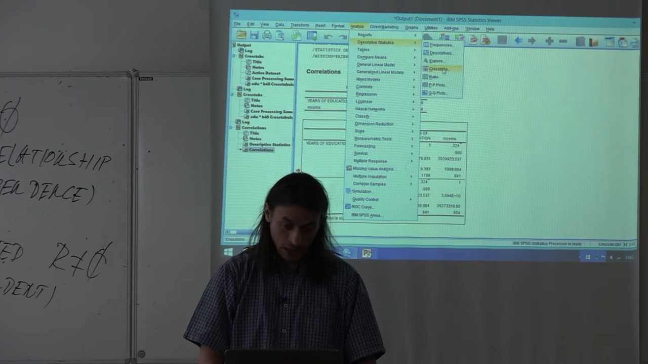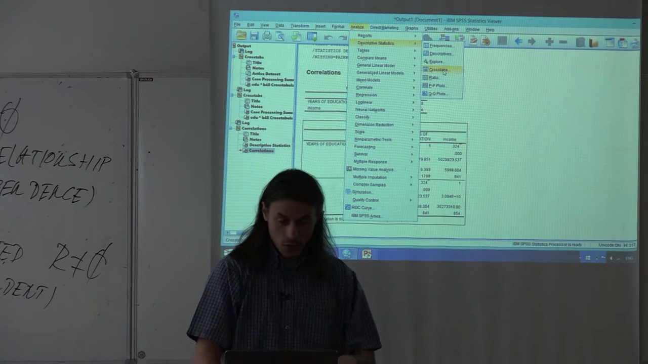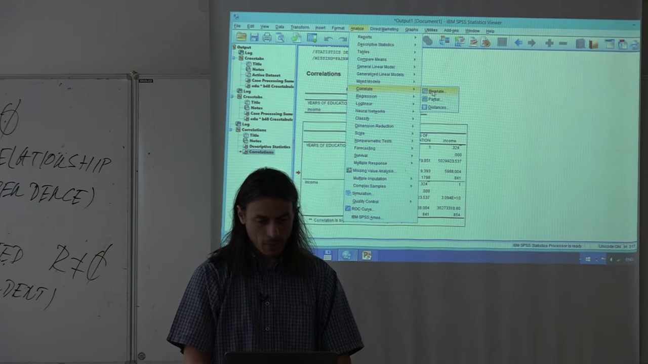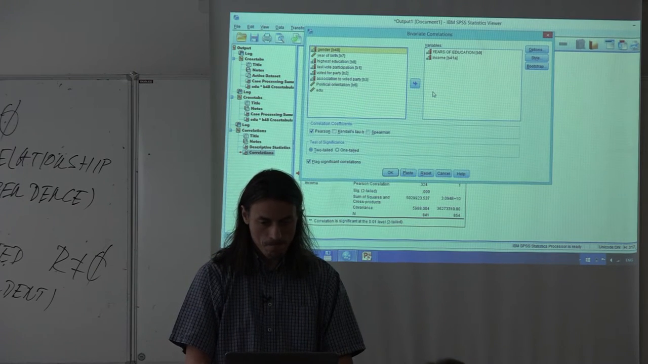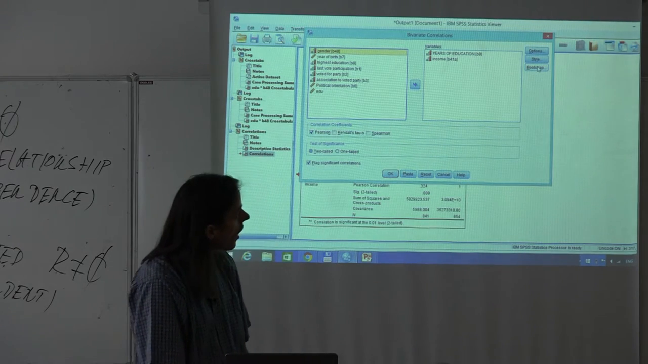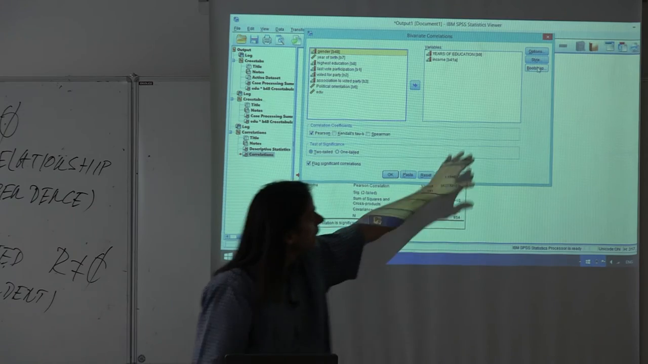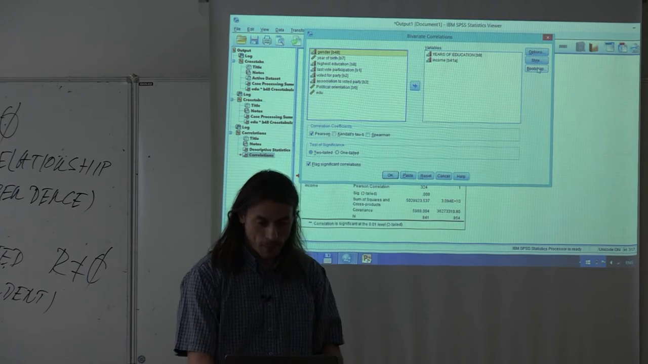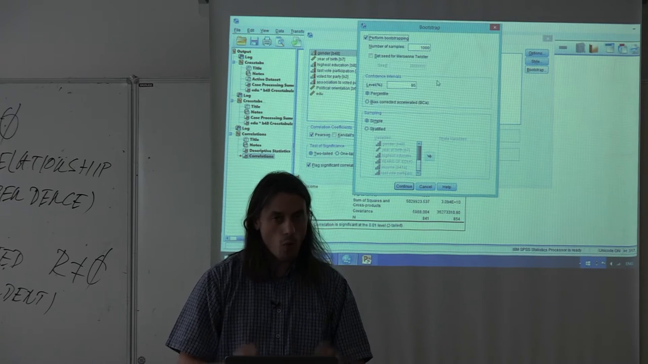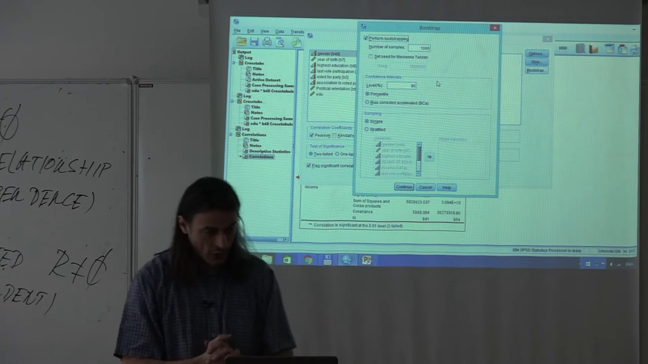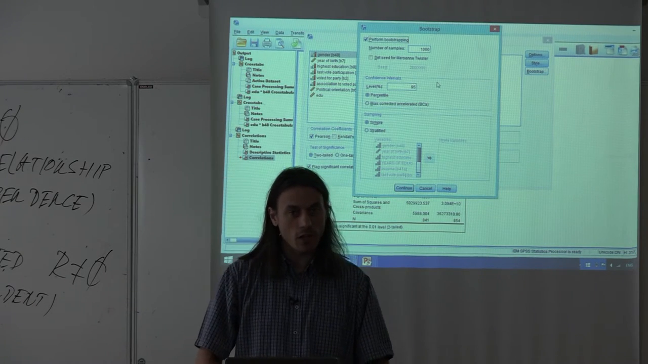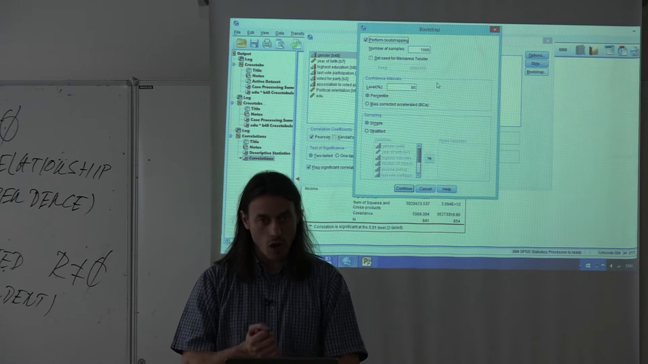I don't know why. So if you go once again to analyze, correlate, and bivariate, you will see a new dialogue, which we haven't met previously, the last one called bootstrap. I will not discuss what bootstrapping is. If you'd like to know more, try to Google it on the internet. By bootstrapping, we can compute a confidence interval for nearly every statistic you are interested in.